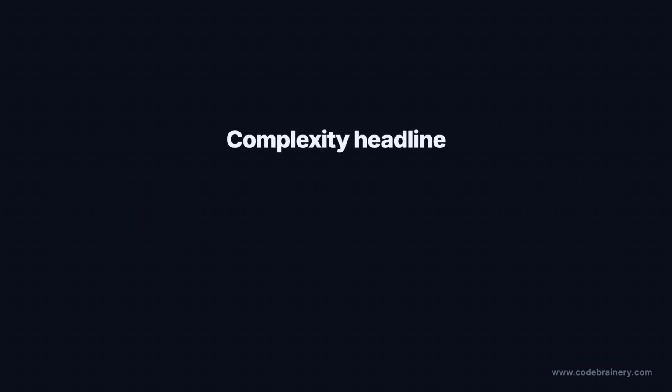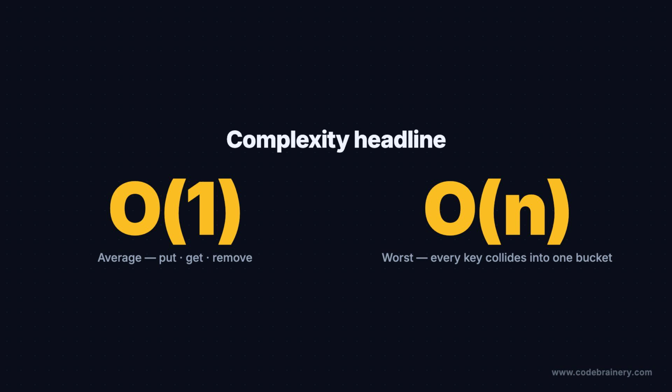The headline numbers. Average case. put, get, remove, all run in constant time. Worst case, O of n. That happens only if every key happens to collide into the same bucket. Which is why good hashCode functions matter. A bad hashCode means a quadratic disaster.